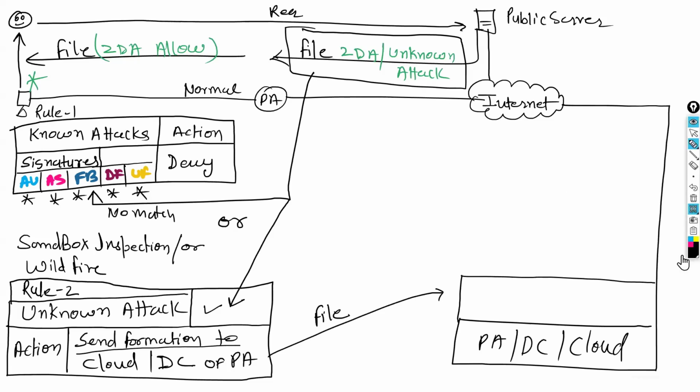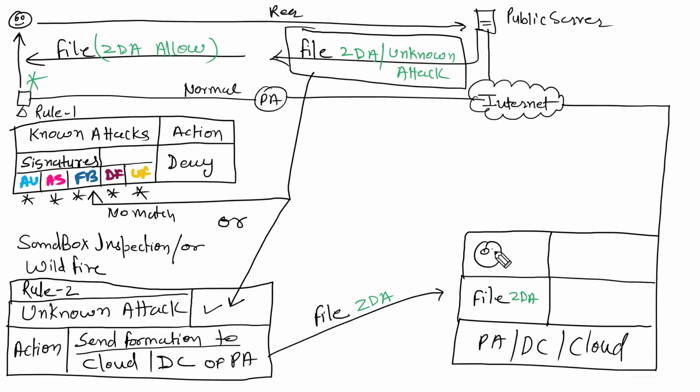So what do we have here? We have a file which contains which kind of information? A 0-day attack. This file will be submitted to Palo Alto Cloud. Now the question is, what will happen to this file? In their data center, they have dedicated engineers, just like you.